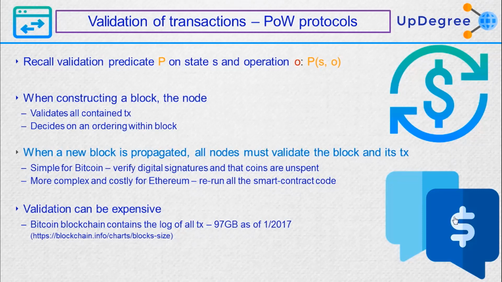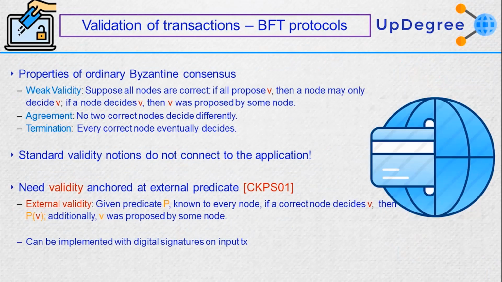We have seen what double spending is, and it shows that the coins are not spent twice. It's more complex and costly for Ethereum because it runs smart contracts. So validation can be expensive, but now a lot of protocols are coming in where transaction speeds are becoming much faster at a fraction of the cost. We have seen this, but just one thing on the slide: you need to understand Byzantine consensus. Basically, every node should verify.